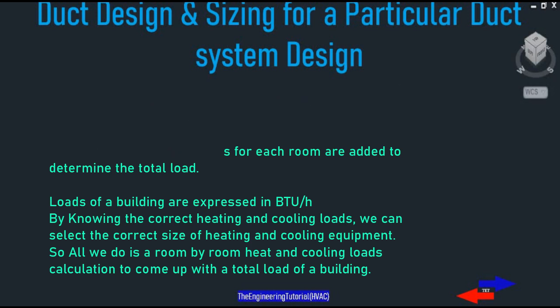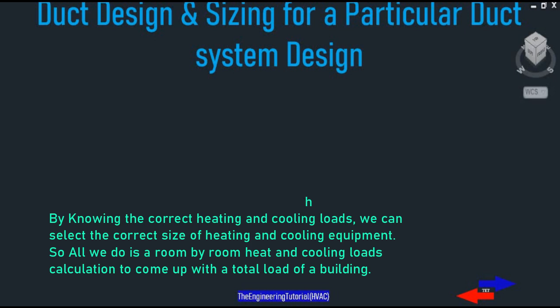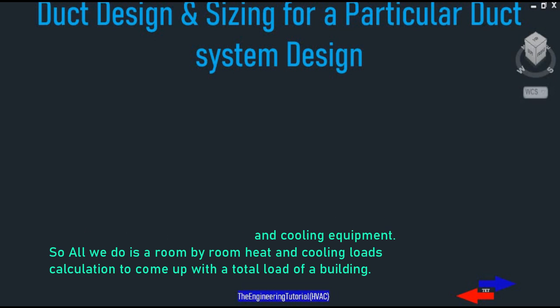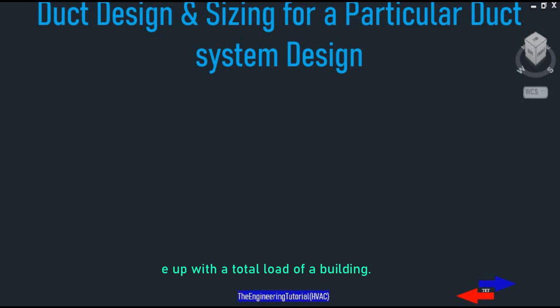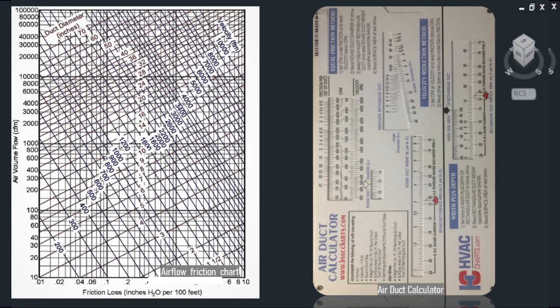So all we do is a room by room heating and cooling load calculation to come up with a total load of a building. Then you can use an airflow friction chart or duct sizer to determine duct size for each section of ductwork. If required, convert round duct to equivalent rectangular duct size. So I'll make another video on how to convert the round duct to rectangular duct.